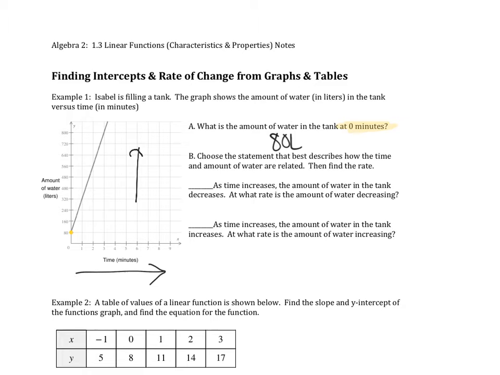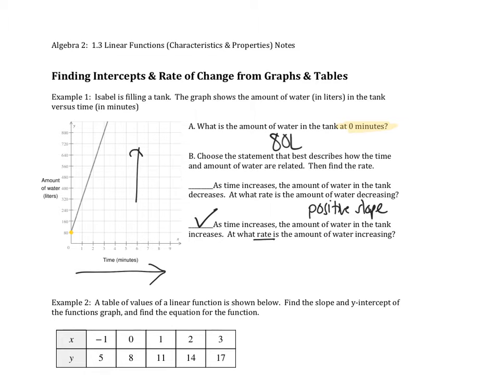It has a positive slope. So this has a positive slope increasing from left to right. So your answer here must be this one: as time increases, the amount of water in the tank also increases. It then asks you, at what rate is the amount of water increasing?